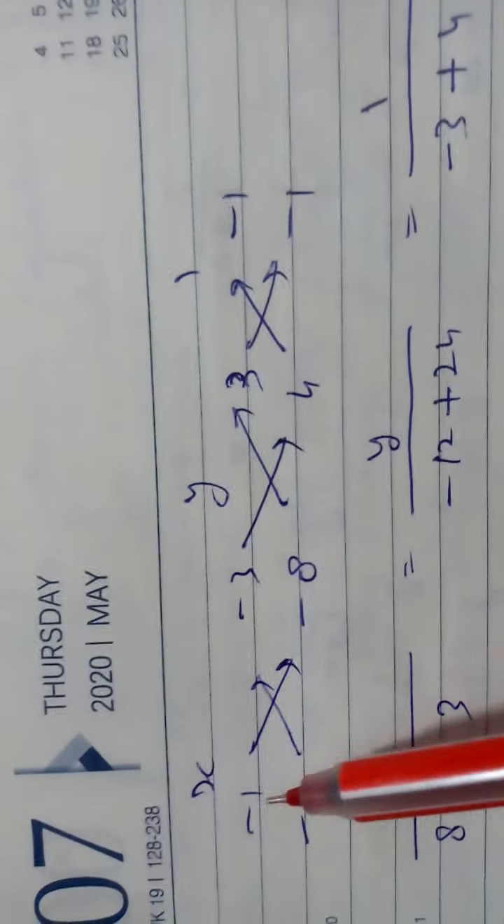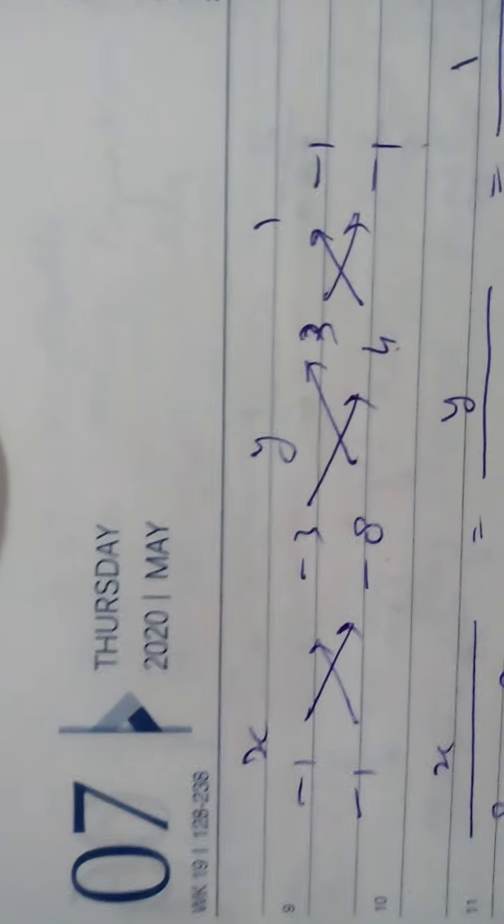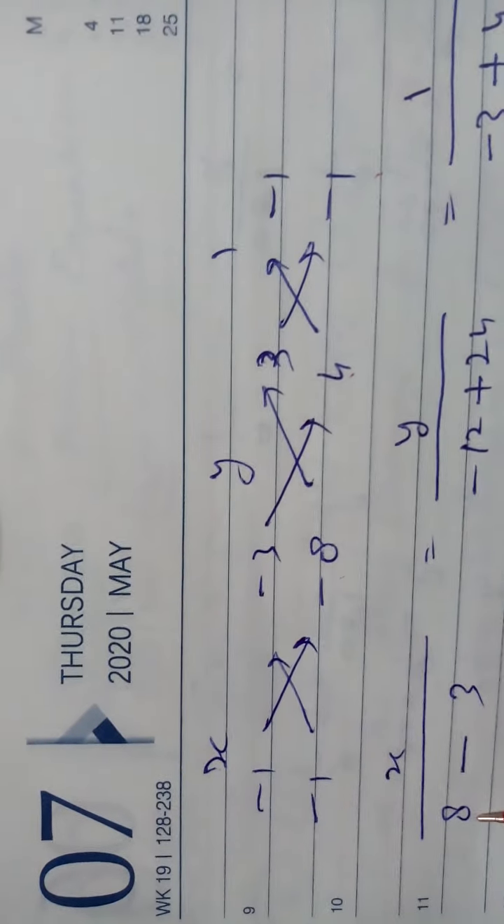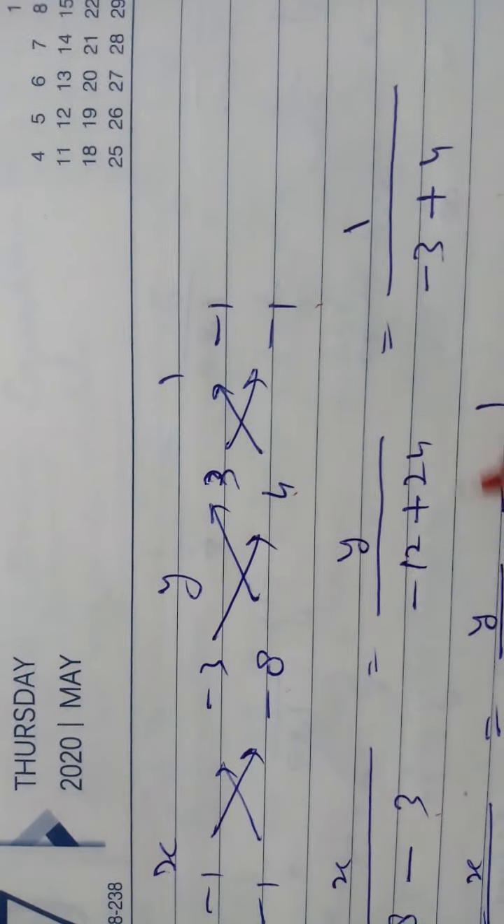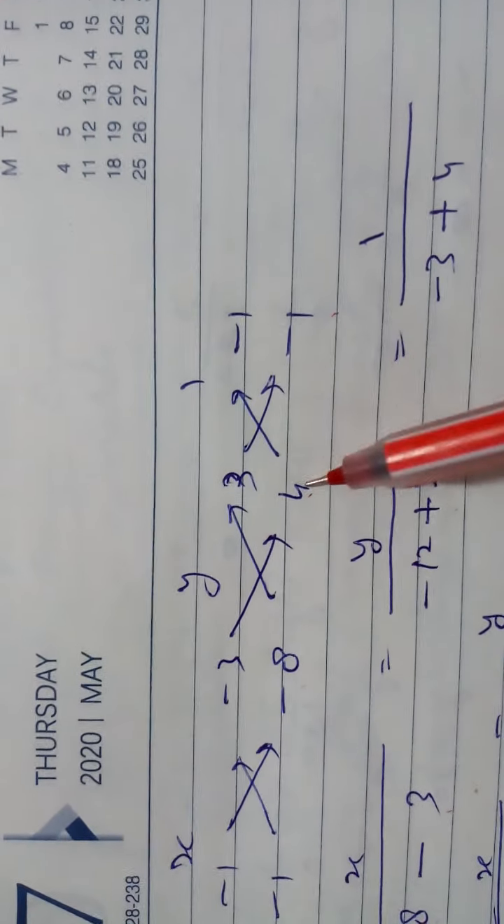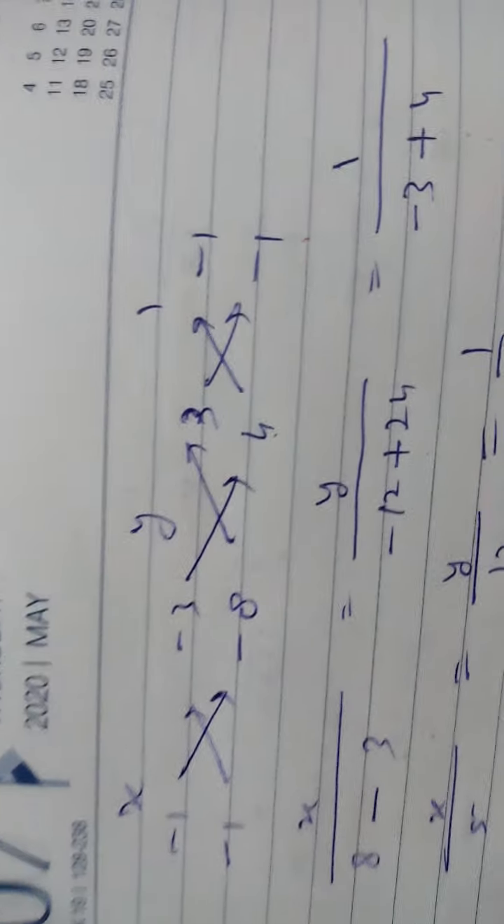I have written here B1, B2, C1, C2, A1, A2. Then again B1, B2. Cross multiply: minus 1 into minus 8, minus minus plus 8, minus 3, minus plus 8, 3 are 24. Minus 24 plus 24. 4 and minus 4 gives you plus 4. So in between there is a minus sign.